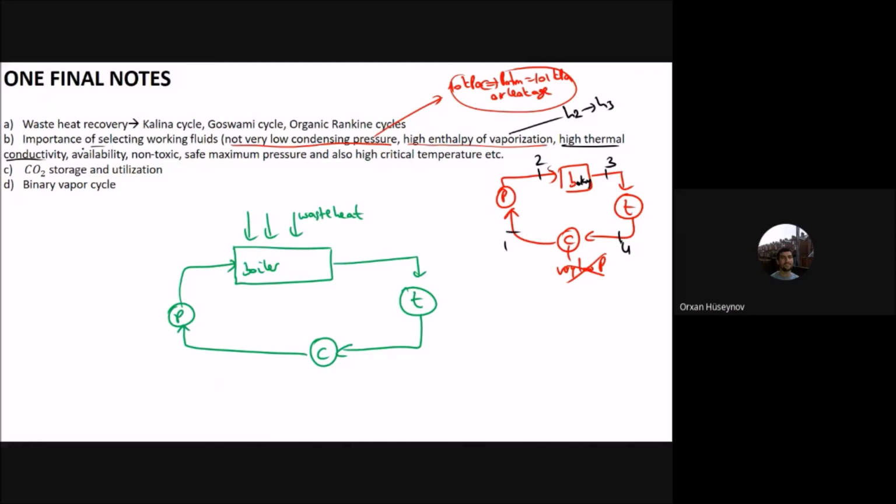And the availability of the fluid is also important. For example, water is available everywhere, or air. These are the most abundant fluids. But if you are using some chemical fluid and it is not available, at the end it will affect the costs. And non-toxic, again, these are non-toxic. For the refrigerants, for example, they are also working fluids, but some of them are toxic. And the safe maximum pressure is also something that we want.